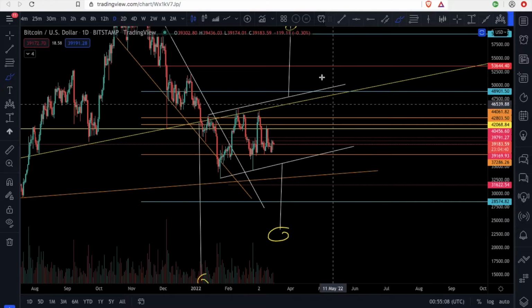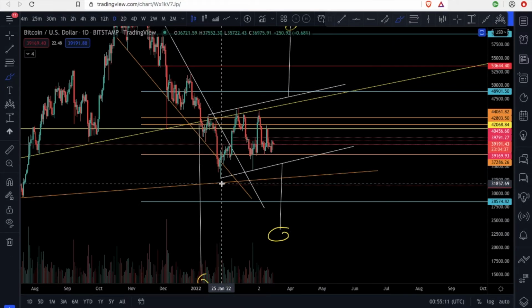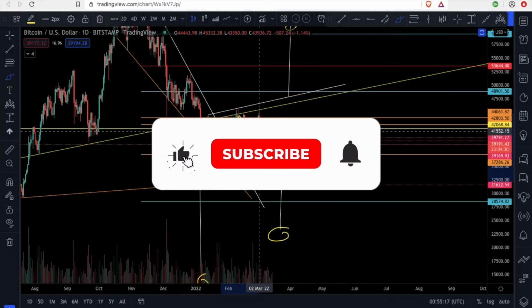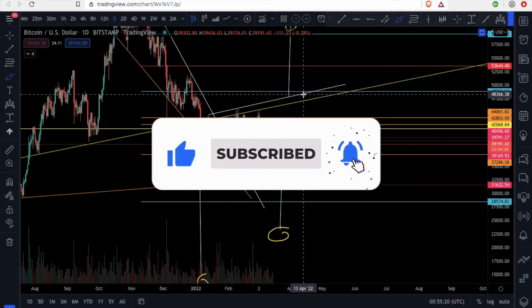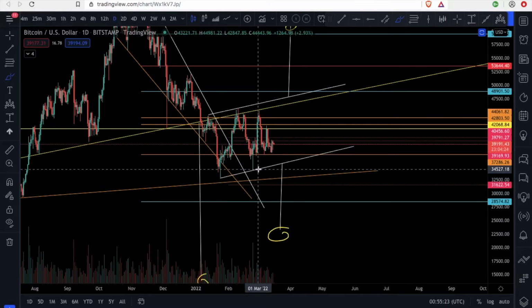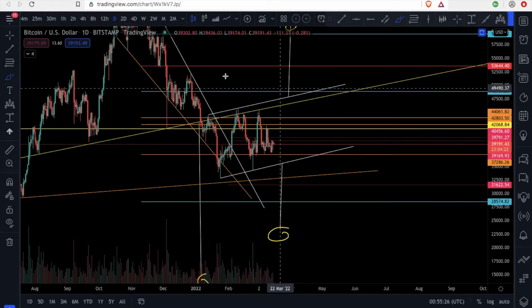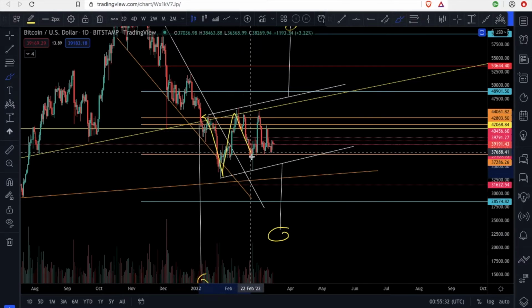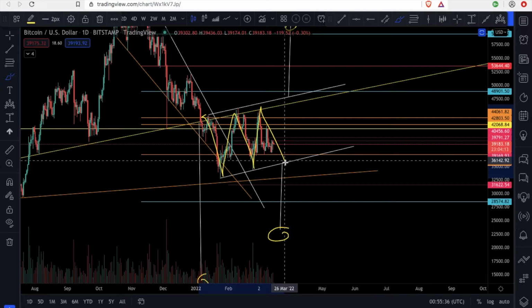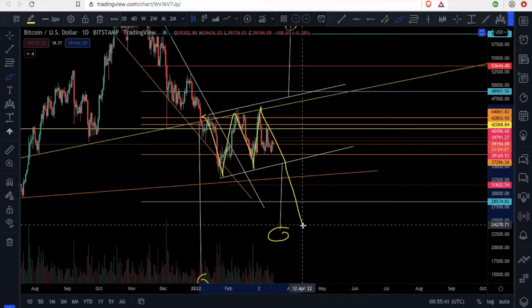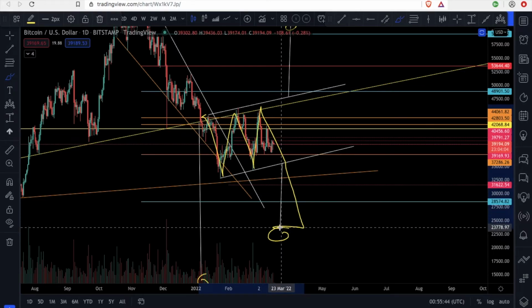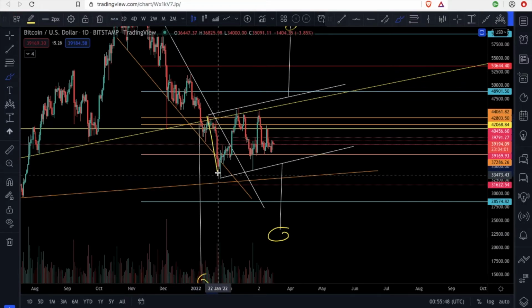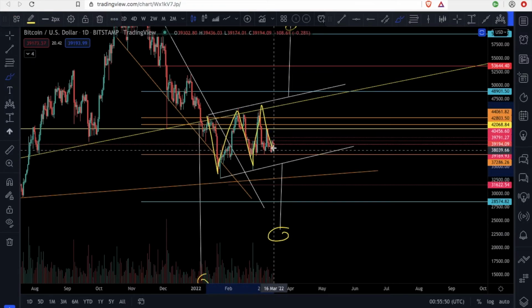Using the pattern right here, this is an asymmetrical kind of triangle wedge. For the moment, it's support, resistance, support, resistance. If it breaks down, this is a technical price target. Doesn't mean it's going to complete, but it will be all the way down around this $23,500 level.